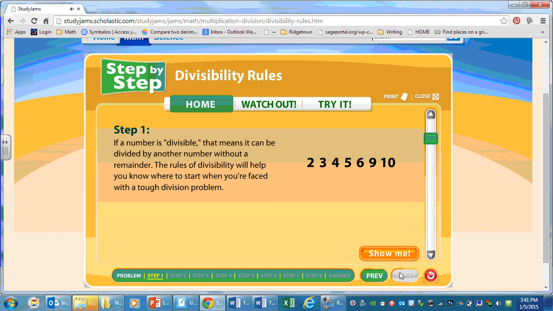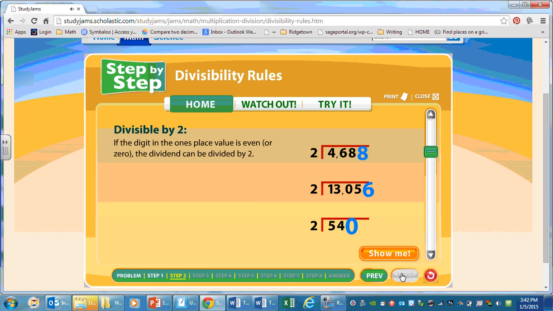If a number is divisible, that means it can be divided by another number without a remainder. The rules of divisibility will help you know where to start when you're faced with a tough division problem. The rules cover the numbers 2, 3, 4, 5, 6, 9, and 10. Once you learn the rules, you'll know right away if a number can be divided by these numbers or a factor of these numbers.